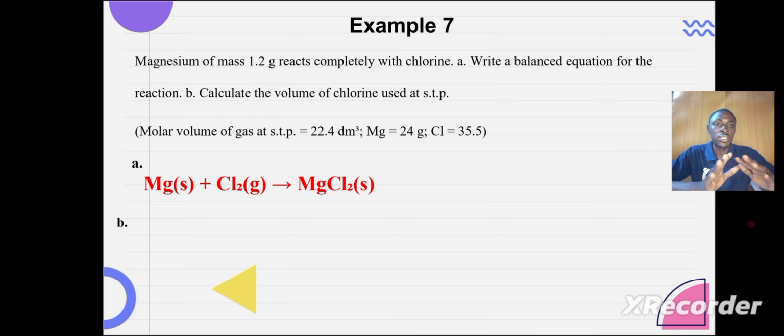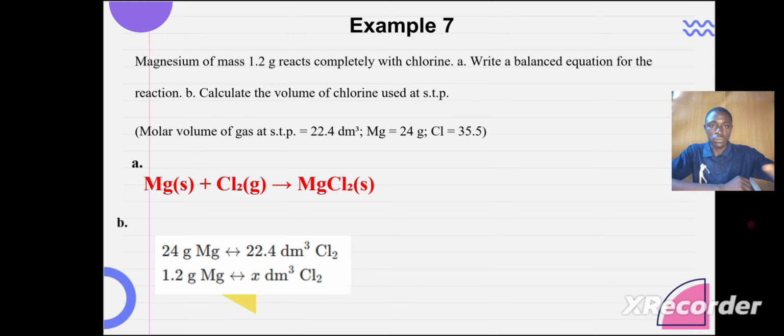So this is a balanced equation. Check both sides. The number of magnesium on the left is 1. The number of magnesium on the right is 1. The number of chlorine atoms on the left is 2. Number of chlorine atoms on the right is equal to 2. So take note. So we've answered the A part of the question. Let's go to the B part.